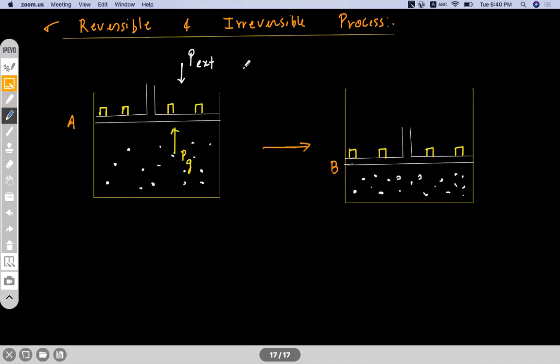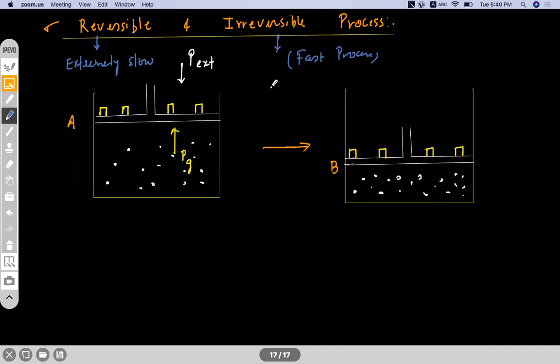So the bottom line is what? The reversible process is extremely slow, a very slow process. And the irreversible process is a fast process. Because of the fast movement only, we cannot regain or go back to the original state that we had. It is irreversible. We cannot revert it back.